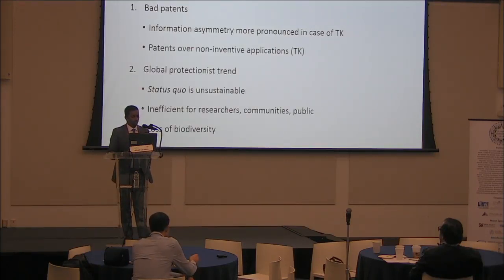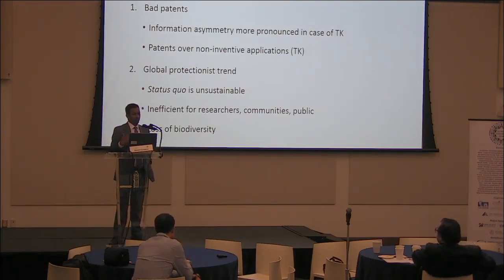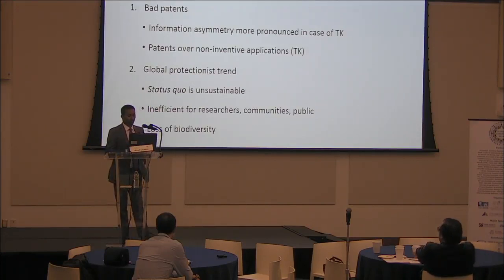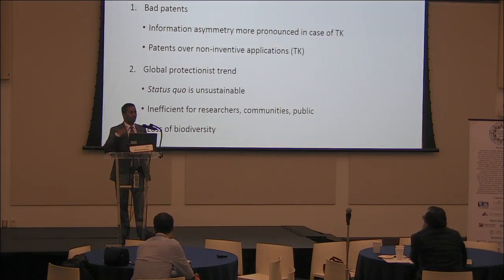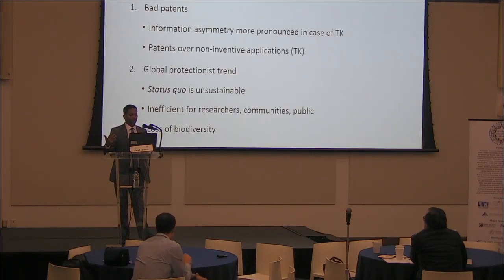The second problem that I explore in the paper is what I call a rising protectionist trend, which, as I said, is where source communities that used to be collaborative in the past are increasingly becoming restrictive through new legislation and through databases that are inaccessible to researchers, where traditional knowledge that used to be useful in collaborative research no longer is accessible. This means at least two things. One, the status quo of researchers relying on traditional knowledge, developing products that then are patented, is not sustainable.